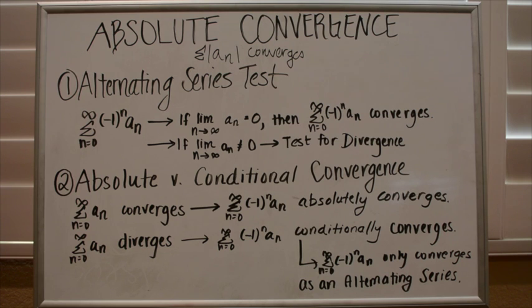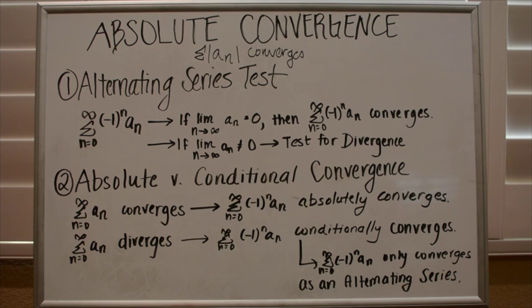So when you have an alternating series, if the limit as n goes to infinity of the term without the -1 to the whatever equals 0, then the series with the -1 to the nth whatever converges. If it does not, you cannot use the alternating series test to justify whether or not it diverges. You have to go to the test for divergence, which states that if the limit as n goes to infinity of a sub n does not equal 0, then it diverges.